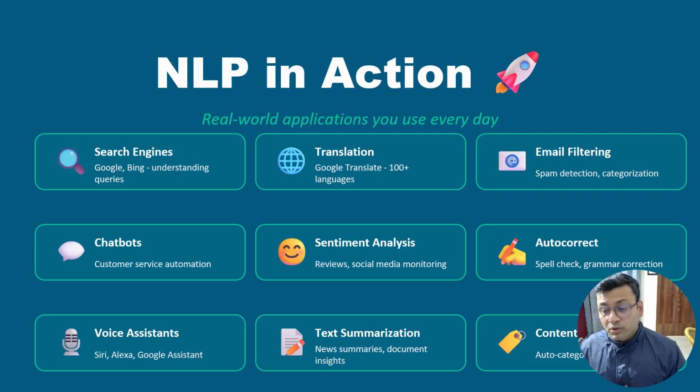NLP in action. If you see what we are using and utilizing in NLP nowadays, as in the search engines like Google, you have Bing, and many more. The translation, Google Translate, in more than 100 languages. Email filtering like spam detection and categorization, which is already available in Gmail. Chatbots, sentiment analysis, autocorrect spelling, assistants like Siri from Apple, Alexa from Amazon, Google Assistant, and so forth. Text summarization, news summaries, document insight, and content creation.